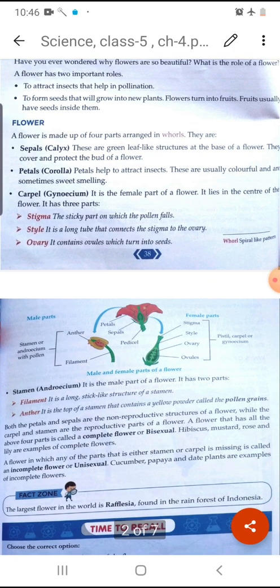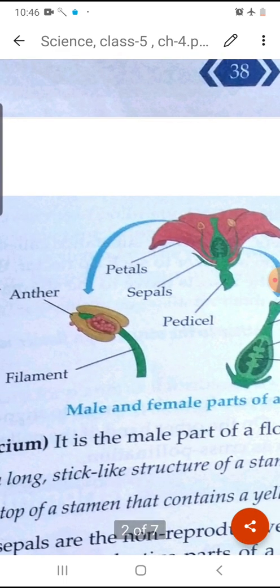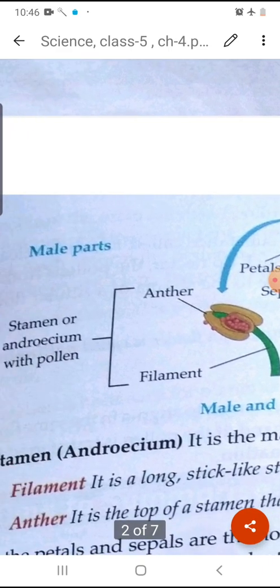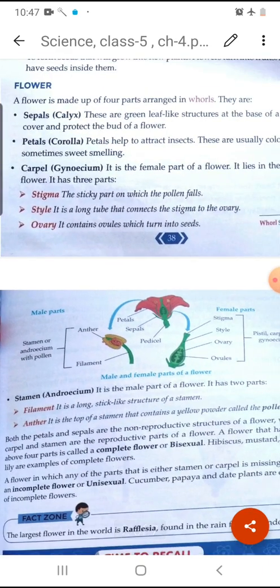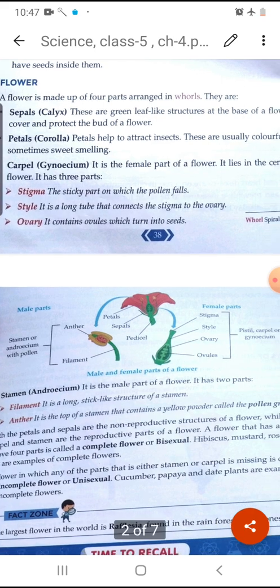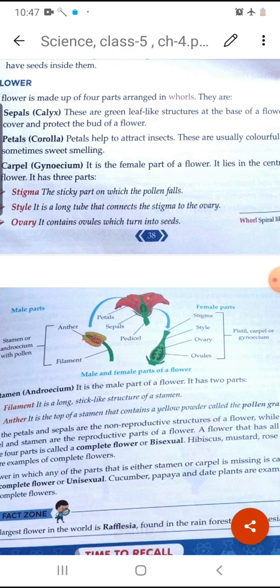Okay, so it is the female part, and the male part is known as the stamen. So on this left side you can see the anther and filament, which together form the stamen or the androecium. So we can divide it into two parts, one is the filament and the other is the anther. So the green part, that long stick like structure, is the filament, and the anther is the top of the stamen which contains the pollen grains. Okay.